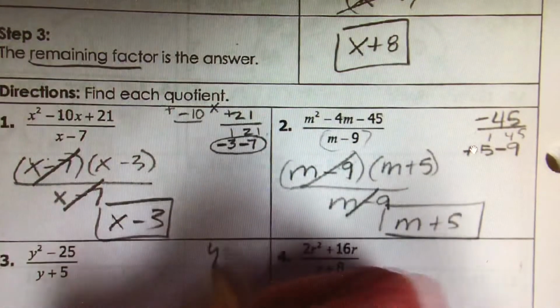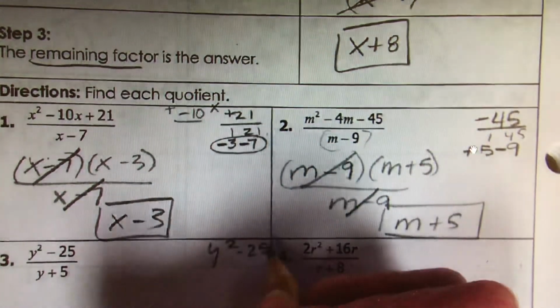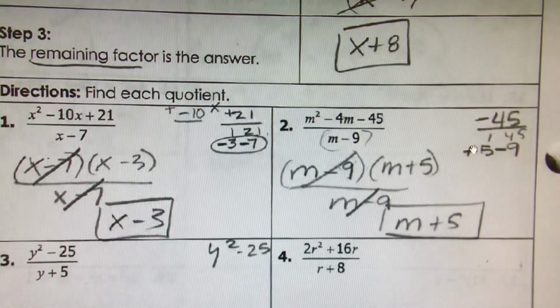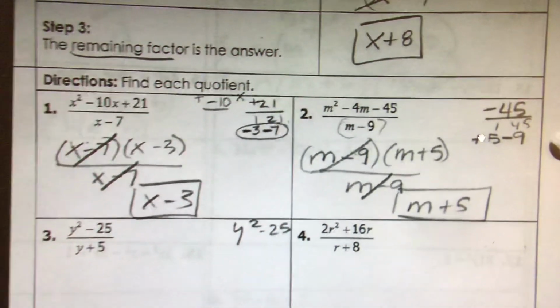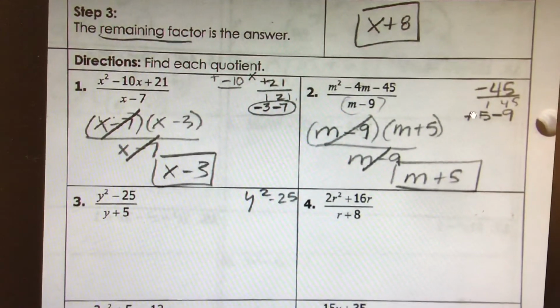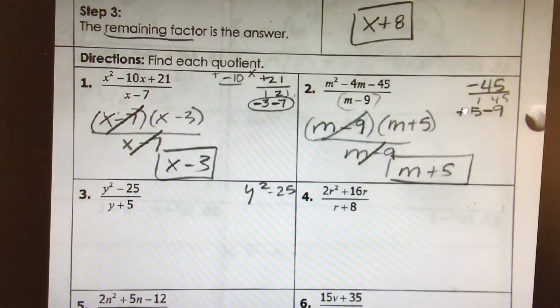So if I have y squared minus 25, let me just make sure I'm recording this. Oh, you can kind of see it. Let me back up a little bit. That's a little better. Okay.